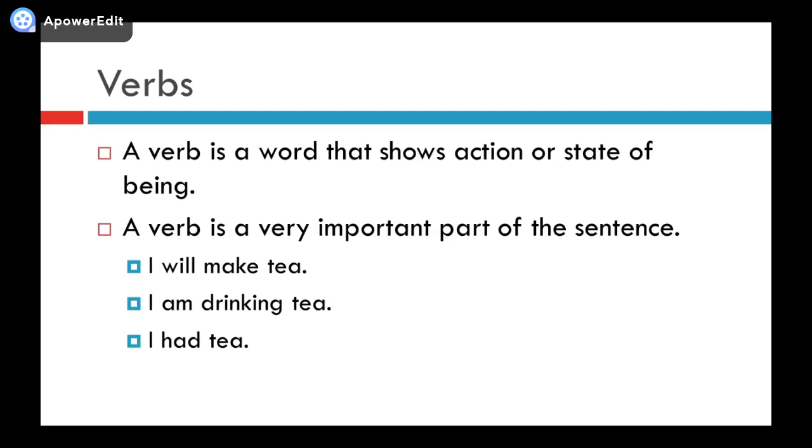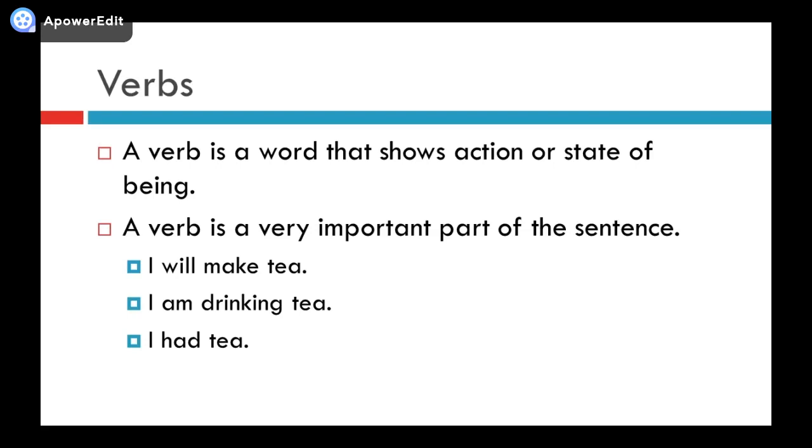sentence is. Okay? So let us see the example. I will make tea. It is one singular person. Therefore, I will make tea. Will means the tea is not made. I will do it in future, right? I am drinking tea. So currently this is happening. I am drinking tea. Okay.